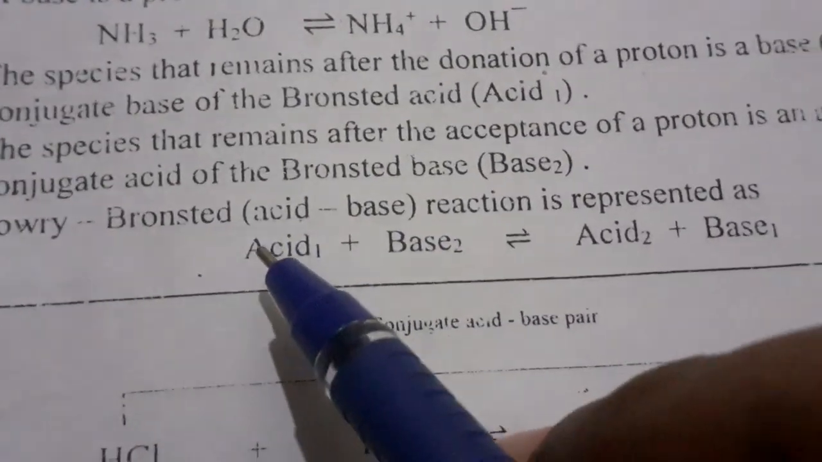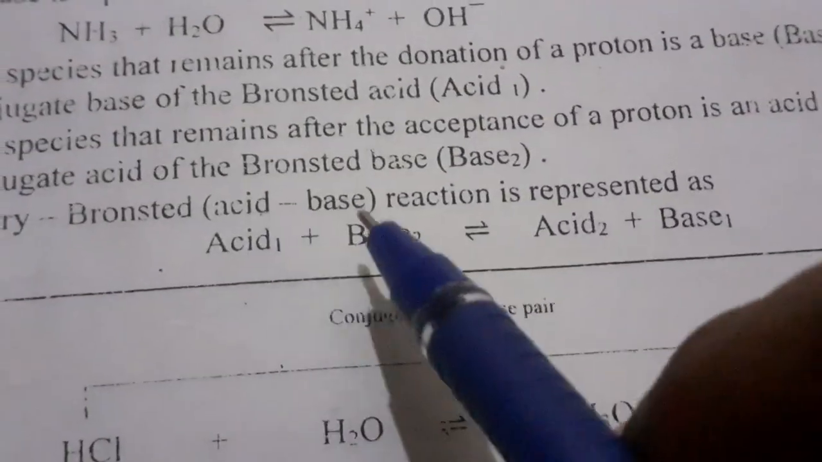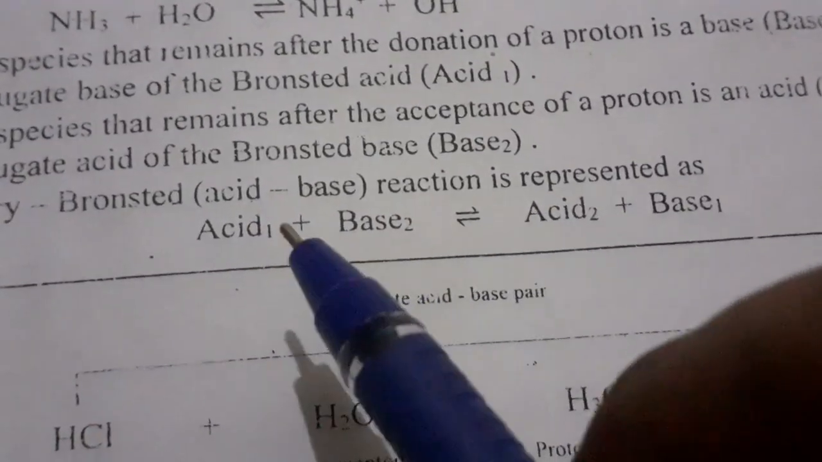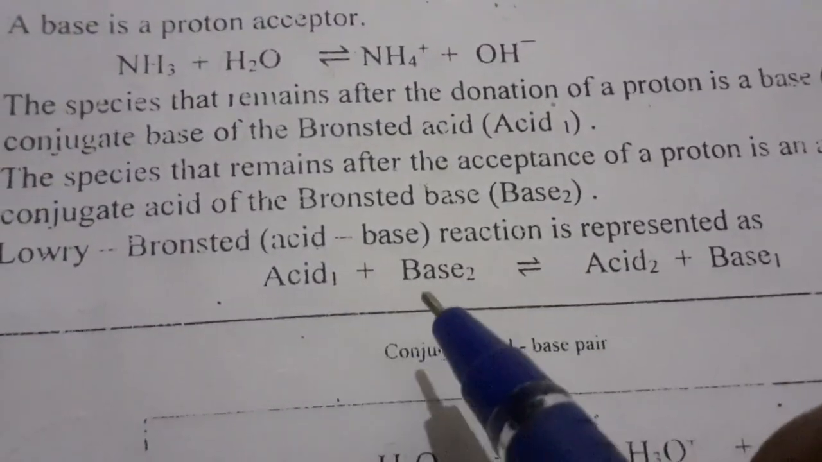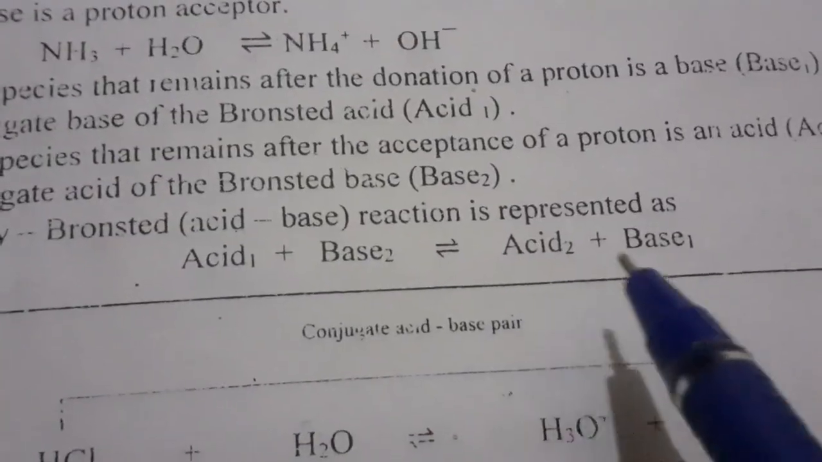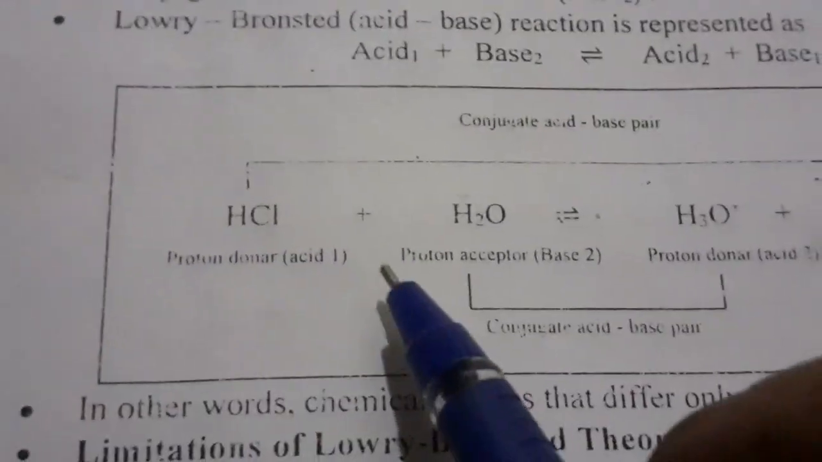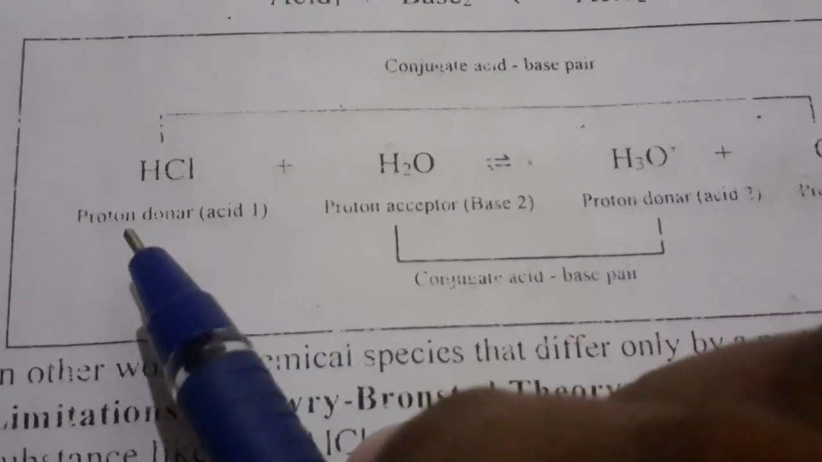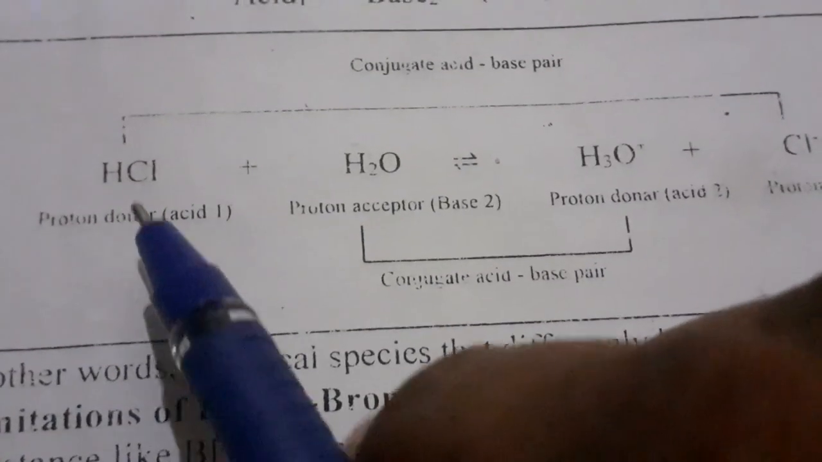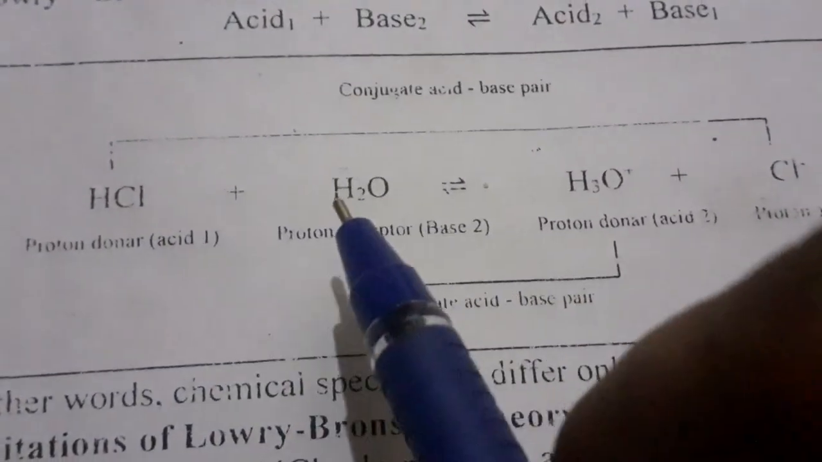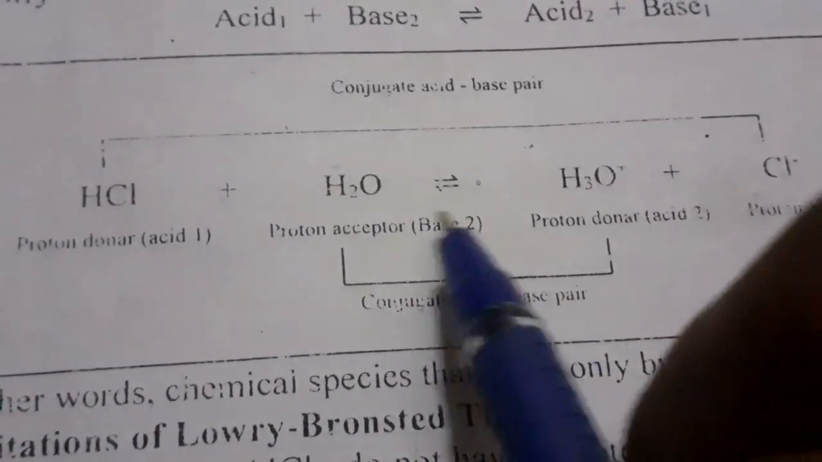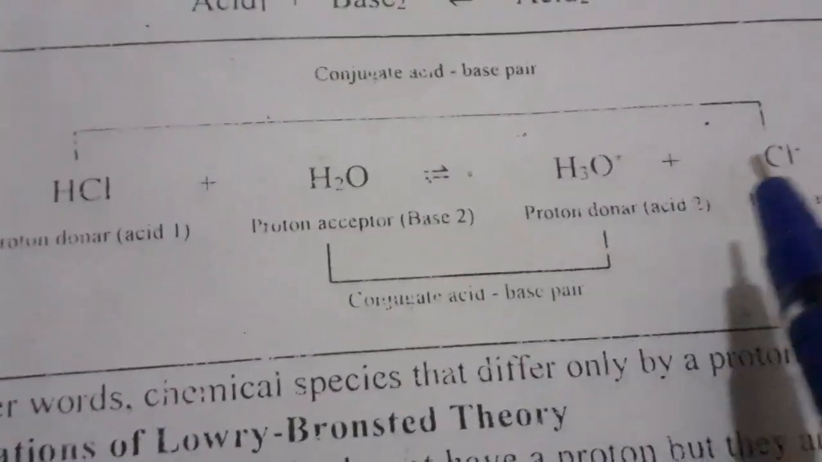So Lowry-Bronsted acid base reaction is represented like this. If an acid 1 reacts with base 2, it gives acid 2 plus base 1. So for example, here a proton of an HCl acid is donated to this water. That's why Cl minus ion is remaining.